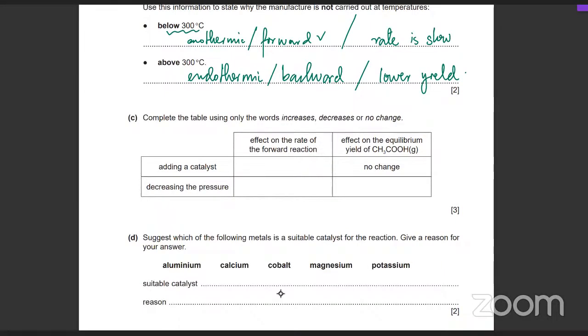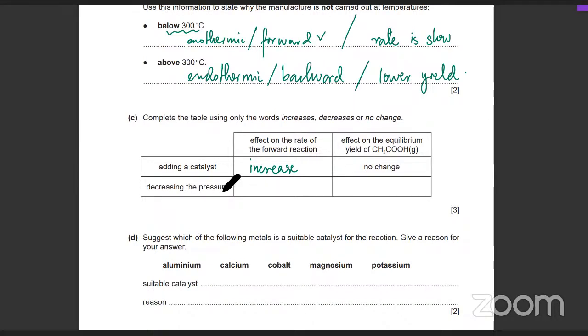Now complete the table using the words increase, decrease, or change. Effect on rate of forward reaction. So if you add a catalyst, what will happen to the rate? Remember the rate, speed, if you add a catalyst. Increase. Okay, it's going to increase. What will happen if you decrease pressure? What happens to the rate?